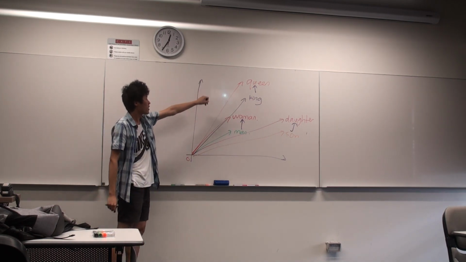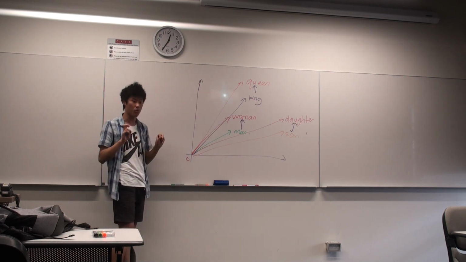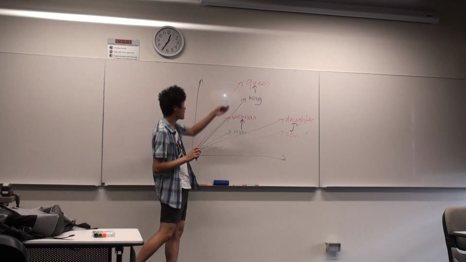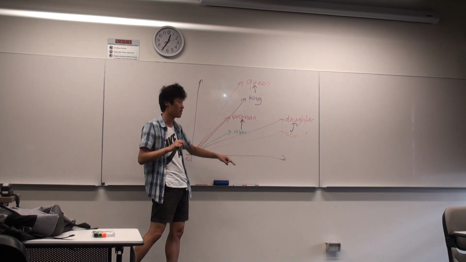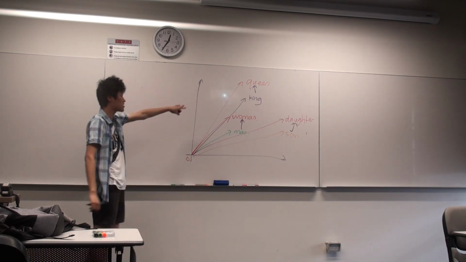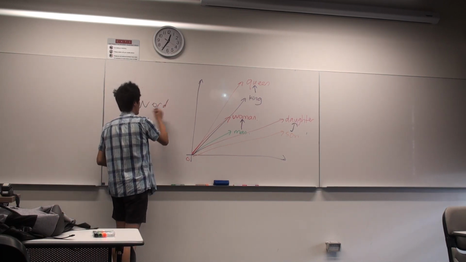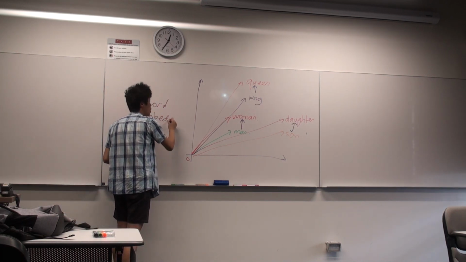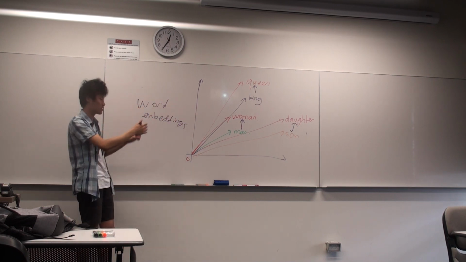But what else? Queen and king have some sort of elevated level, higher than woman or man. And daughter and son will probably be down a bit. But as you can see, this is an example. This is word embeddings, and this is what it does: it encodes meaning somehow into this space.